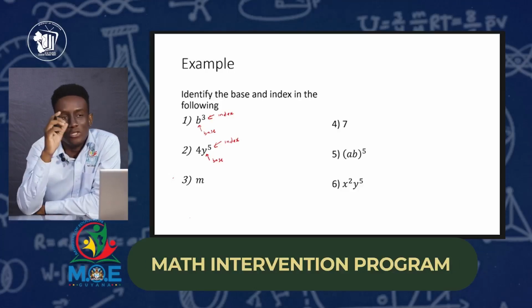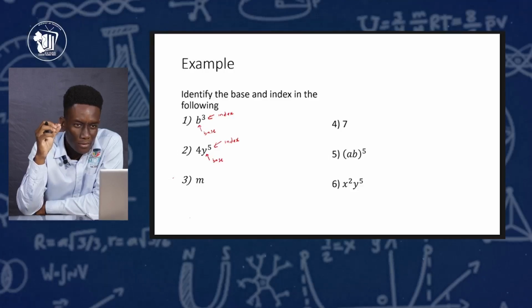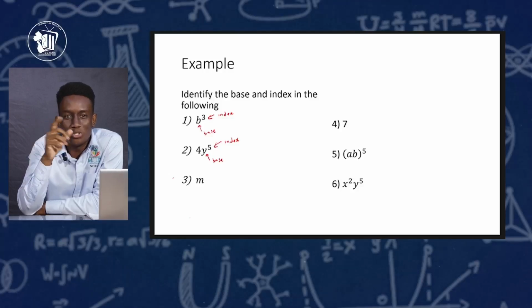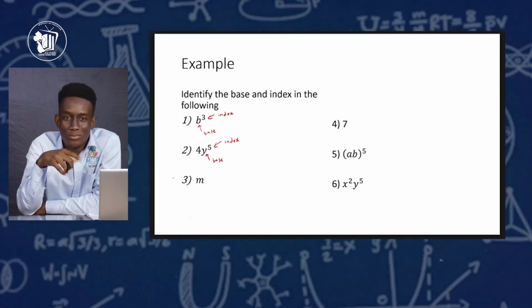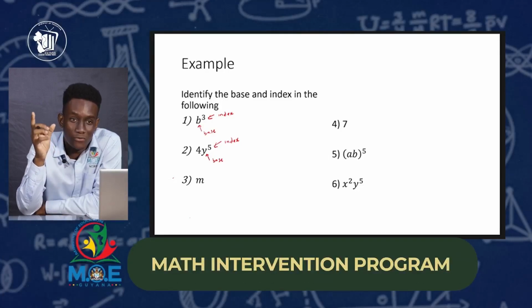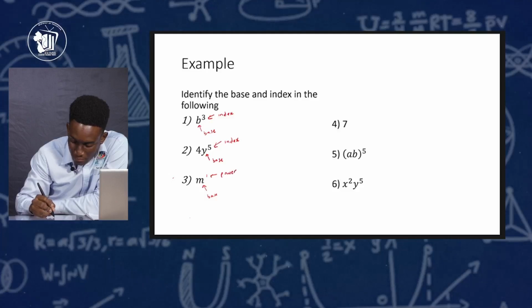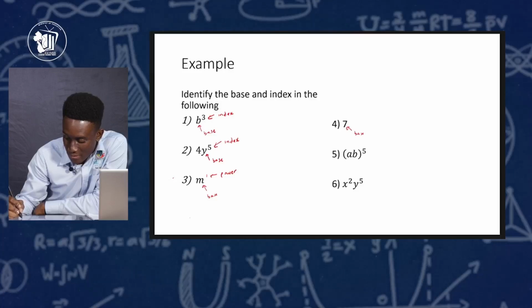And now we have m. As you can see, m is not being raised to any power. When you don't see a term or a number being raised to a power, we should know that a power is there, but that power is invisible, and that power is 1. If you don't see any power, just know that it is being raised to the first power. So in this case, m would be the base, and 1 would be the power. And the same thing goes for 7. 7 would be the base. Once again, we don't see a power, but we know it's the first power. And 1 will be the power.